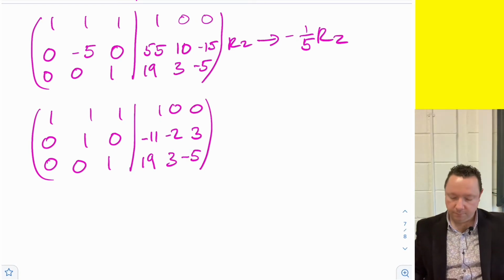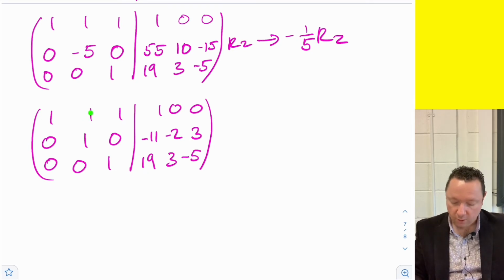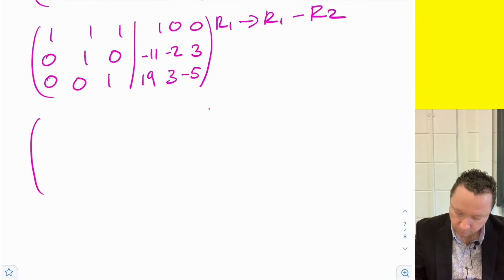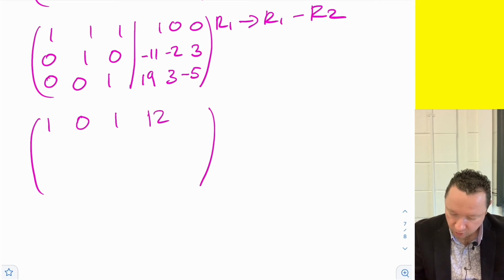We're almost there. Only got this last top row to do. We've already got a 1 in the correct position, so we just need to try and get some zeros dropping out here. So the first thing we might as well do is do row 1 minus row 2. So that gives us 1, 0, 1. 1 minus minus 11 is 12. 0 minus minus 2 is 2. And 0 minus 3 is minus 3.